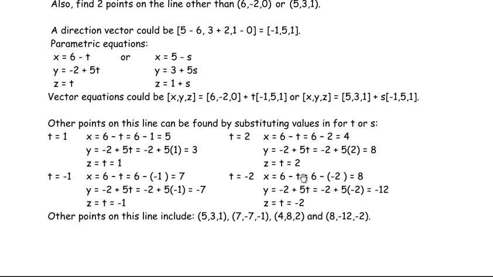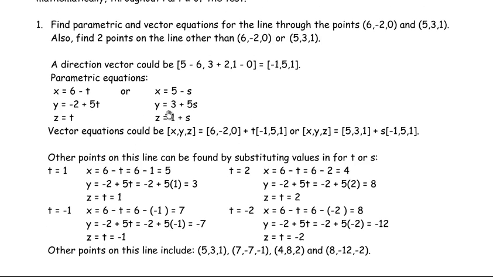Now, so other points. I found 4. You're only asked to find 2. You can substitute any number you want. I used the first one here, the 6 minus t, negative 2 plus 5t, and t ones. So here's my parametric equation. I'm using t equals 1 here. So 6 minus 1 is 5. Oh, look at that. I didn't notice that.